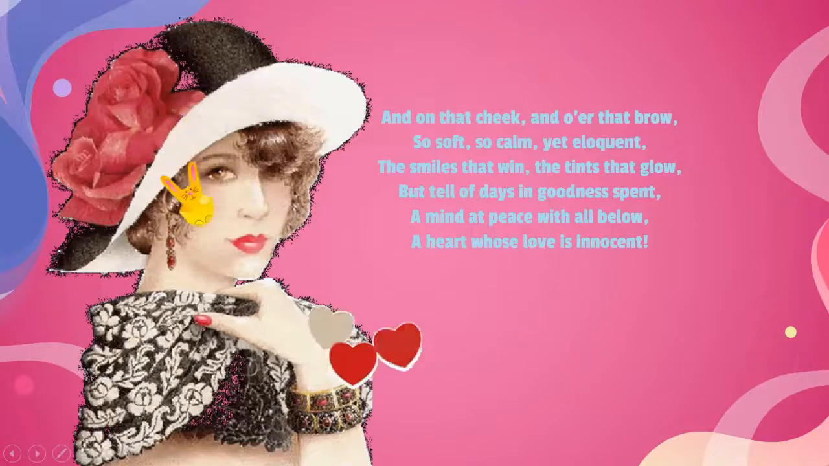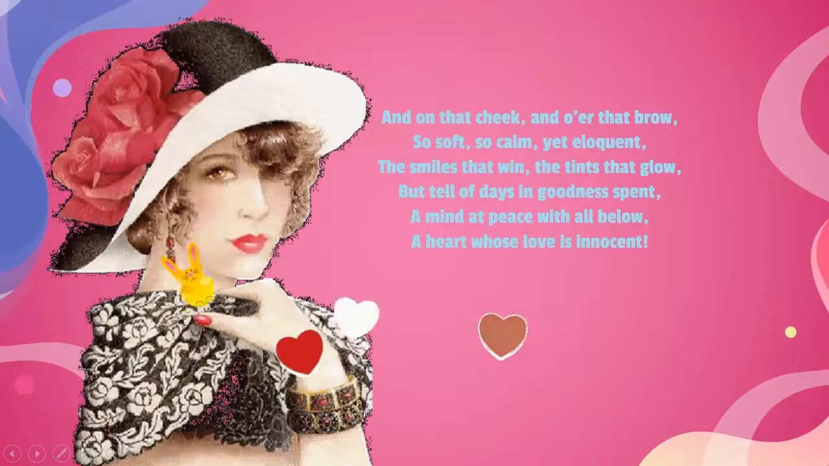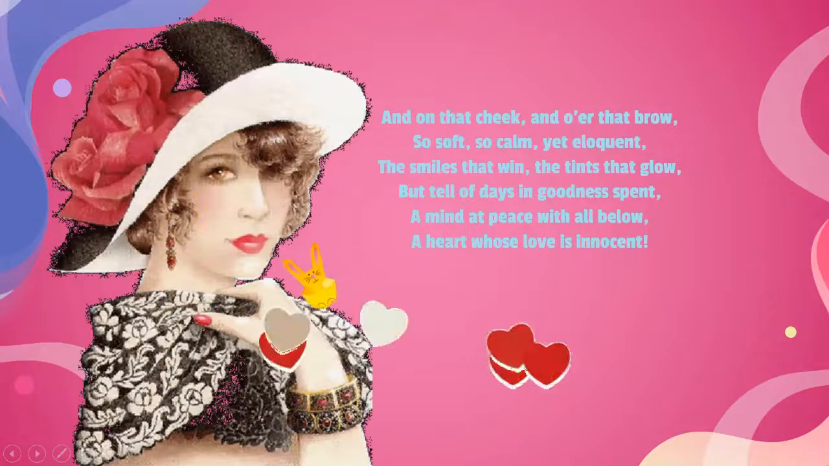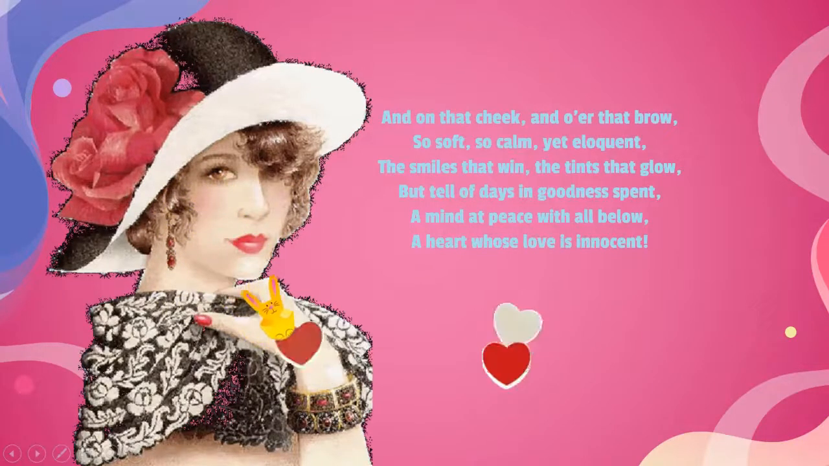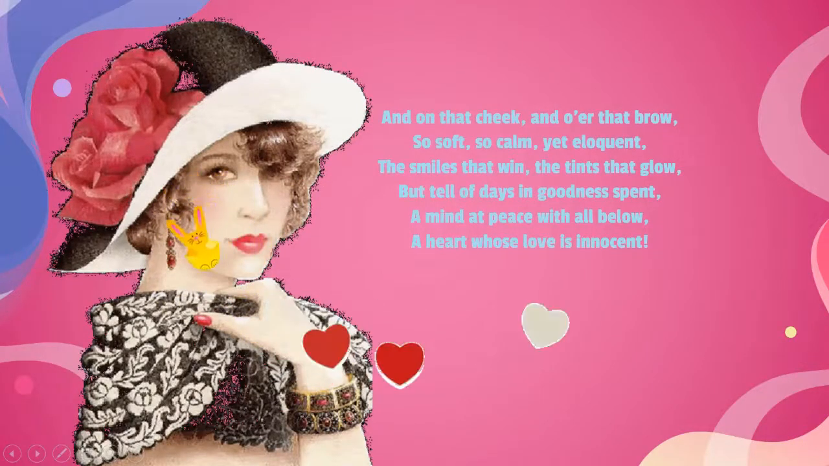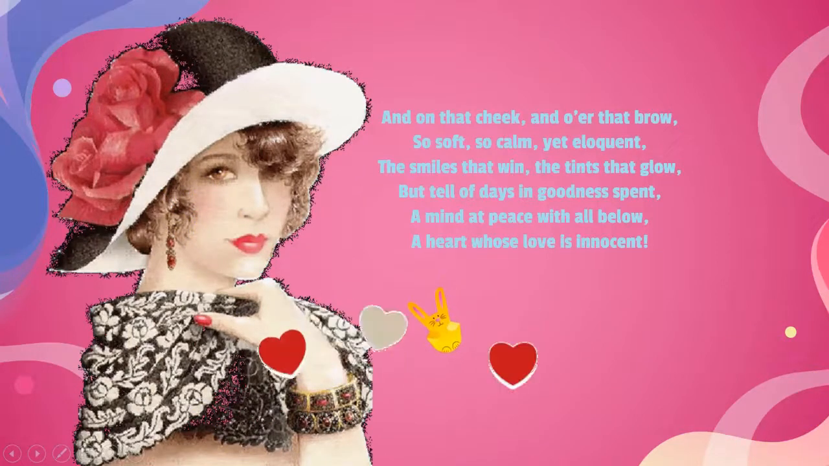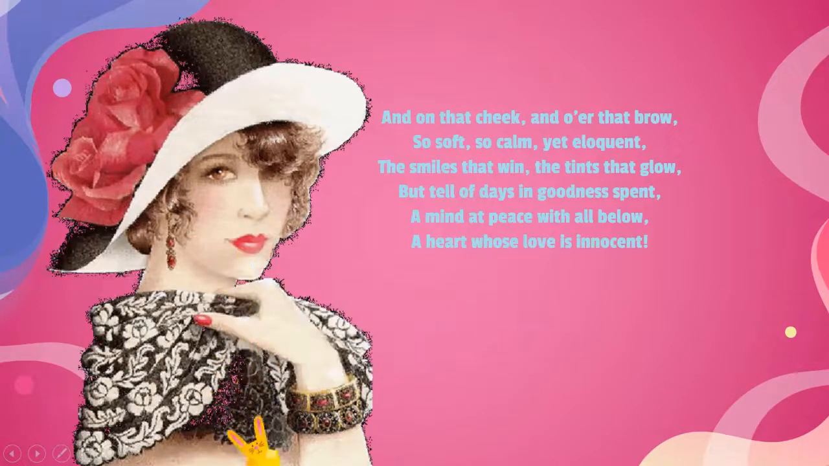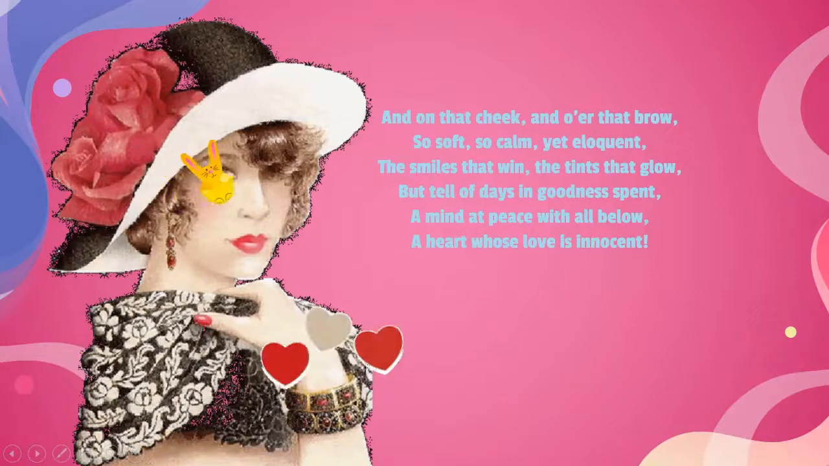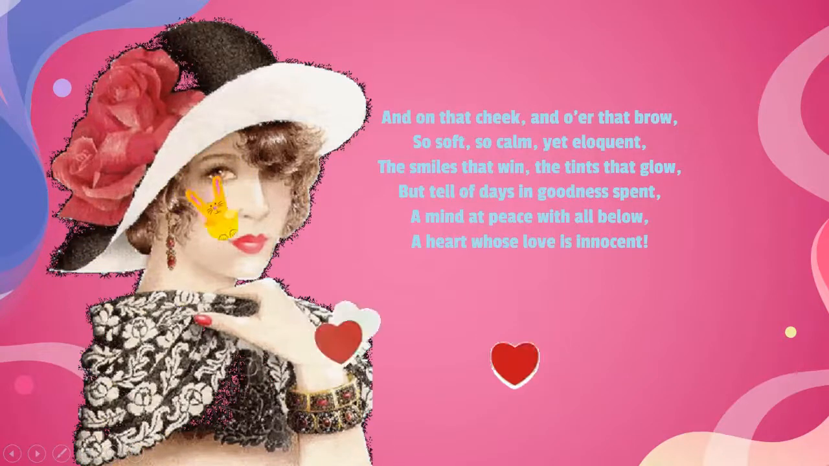Mind is here and everything is below it. So the things below it, the eye, the hair, the face, the cheek, are all in peace, and everything below it, everything in this world, a mind at peace with all below, a heart. And one thing which is below the mind is the heart, a heart whose love is innocent. So she has a beautiful mind, an innocent heart, and a perfect beauty.